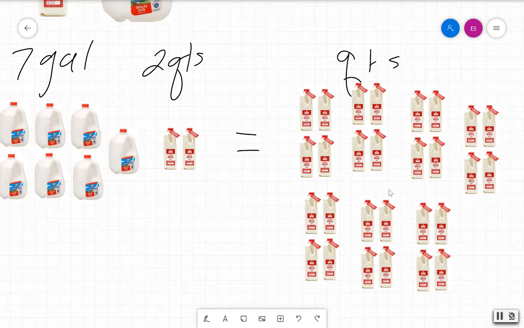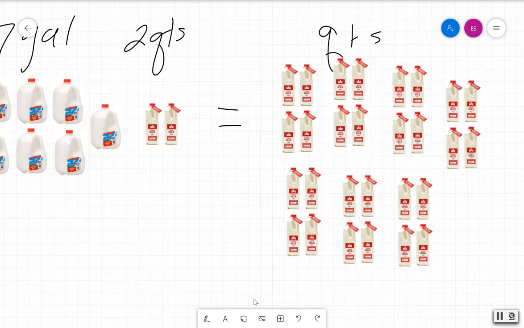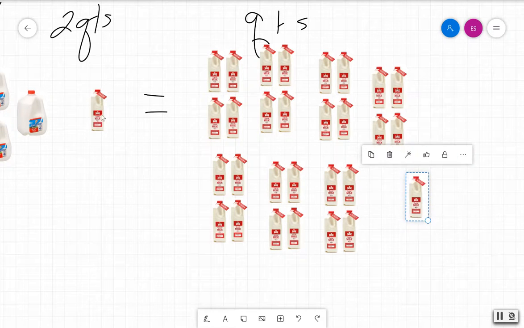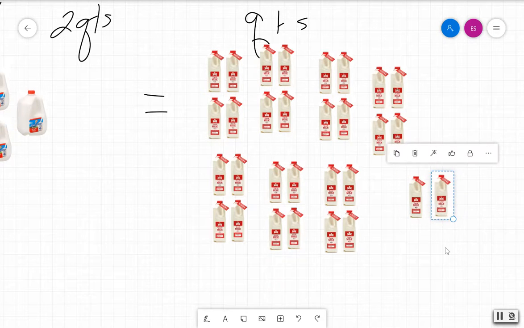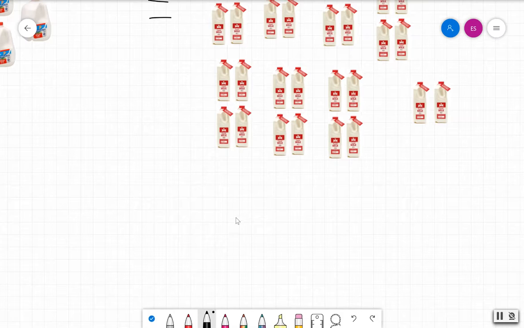I'm going to get 28, and then I'm almost done, except that the 28 quarts actually only represents these 7 gallons, and I've ignored these 2 quarts that are left over. So now I have to take these 2 quarts and add them on to get my final answer. So I've got 28 quarts plus 2 more because I had 2 more hanging out there. And so I'm going to end up with 30. Those are 30 quart size jugs.